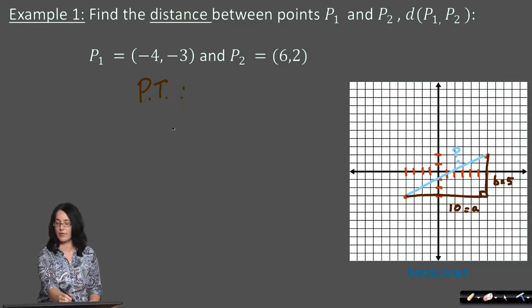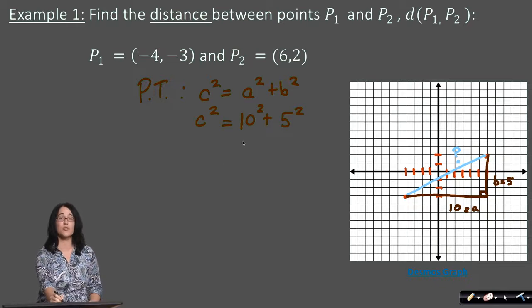And in this case, the Pythagorean theorem would say that C squared equals A squared plus B squared, where A is 10, so 10 squared, and B is 5, so 5 squared, and that would give me my C squared. But 10 squared is not 20, but 10 times 10, which is 100, right? And 5 squared is not 10, but 5 times 5, which is 25. So we would have that C squared is 125.